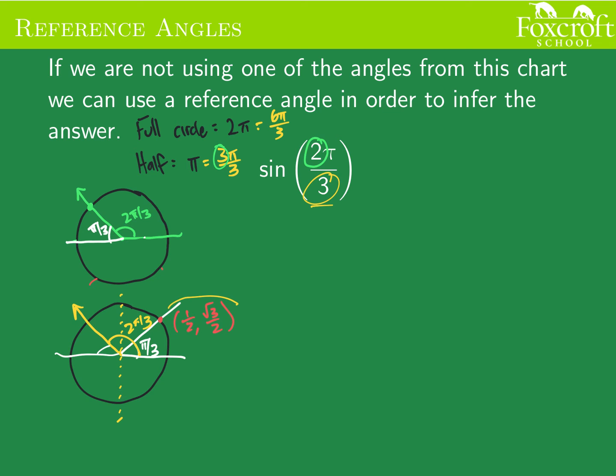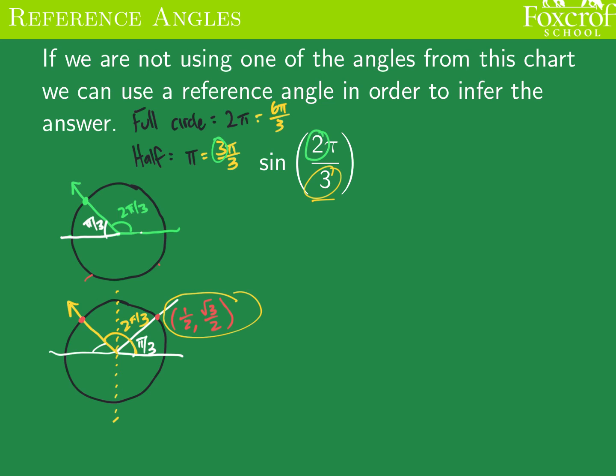So I'm going to use the point that I have in my table to tell me what the point is over here. And the only difference between the point on the right and the point on the left is I just flipped it over the y-axis. So the x value is going to switch to a negative number. And the y value, I'm just going straight across, so the y value is going to stay the same. And again, sine of this angle 2 pi over 3, the y value there, is going to be the square root of 3 over 2.